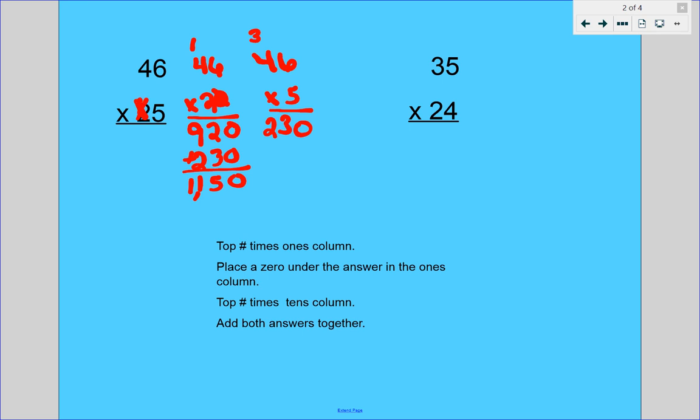So we forget about the 2 for a little bit. 5 times 6 is 30. Carry our 3. 5 times 4 is 20, plus that 3 more is 23. Okay, so that's our first step. We forget about that 2. We just do the regular multiplication, 2-digit times 1-digit, like you've been doing for a long time.